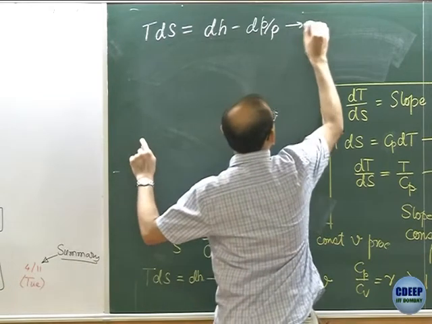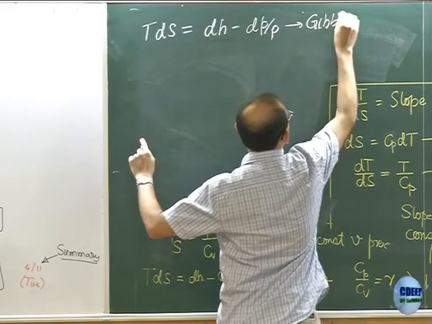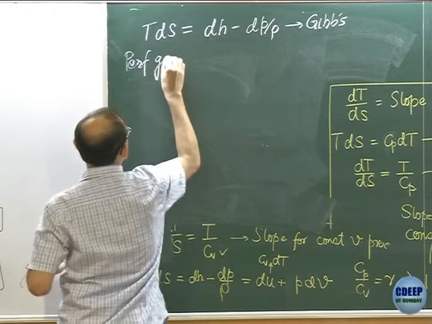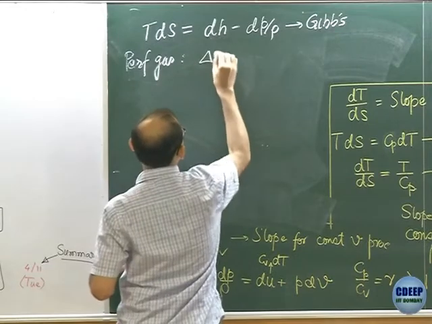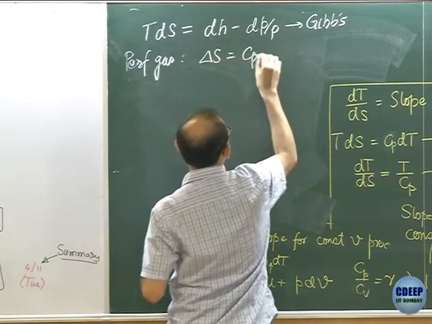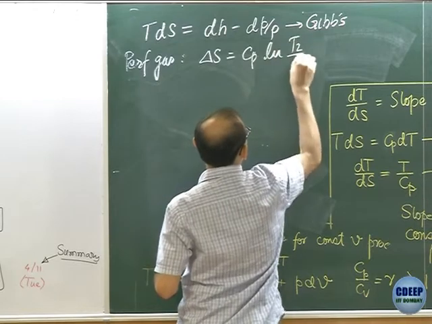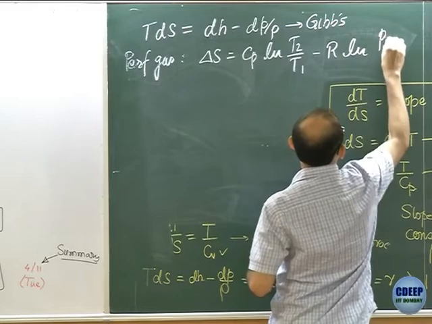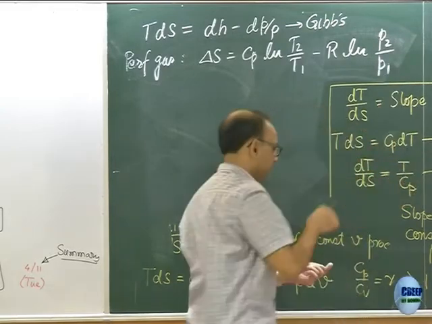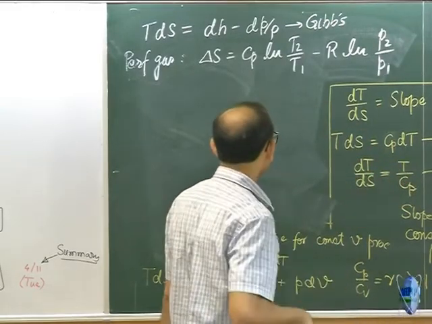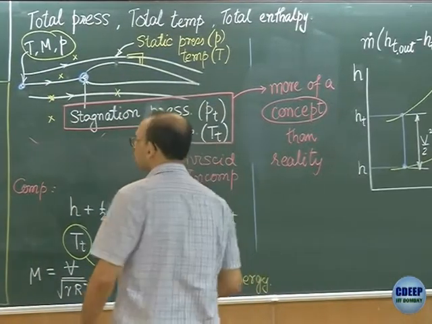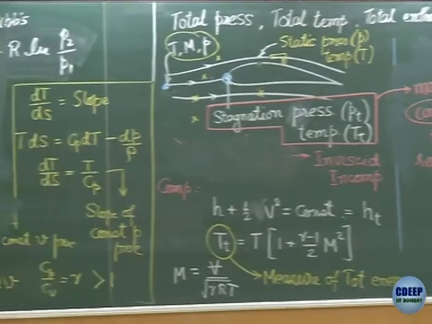Let me write that down. Gibbs for perfect gas, we have delta S equal to Cp ln T2 by T1 minus R ln P2 by P1. Okay, now I want to bring out one more effect. So I'm going to say that if on the TS diagram, maybe draw it here.